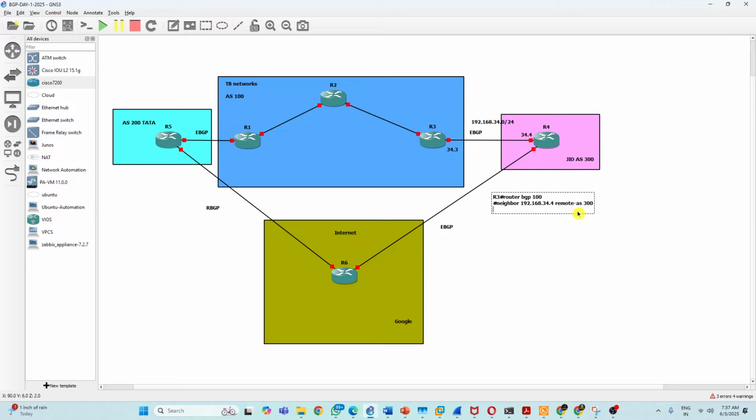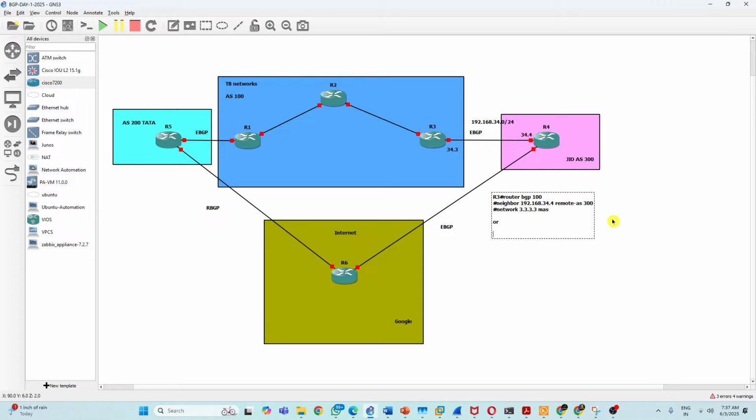Now, what you need to do? You need to advertise the networks. What command do you need to use? Use the network statement. I'm on R3, right? Network 3.3.3.3 mask 255.255.255.255. Okay, this is one way to advertise a network.